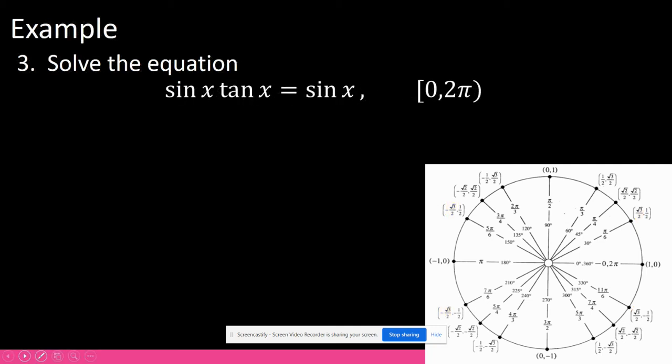If I look at this example, solve the equation for the sine of x times the tangent of x equals the sine of x. Notice that we do have the same restrictions. I just wrote it a little bit differently. So we're dealing with one rotation around the unit circle. Notice that 0 is included. Notice that the parenthesis here tells us that 2 pi is not included.